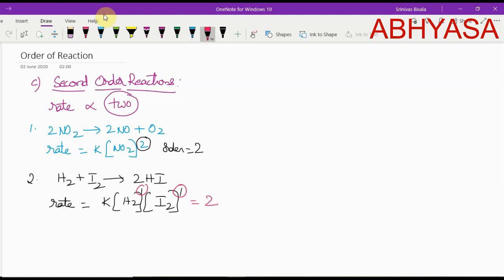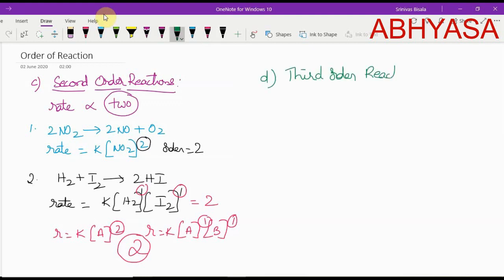So we can write in general like this: rate equal to K into A power 2, which satisfies the first example, or rate equal to K into A power 1 B power 1. In both the cases, the sum of the powers of the concentration terms is equal to 2, and that is the reason why this comes under second order reaction.